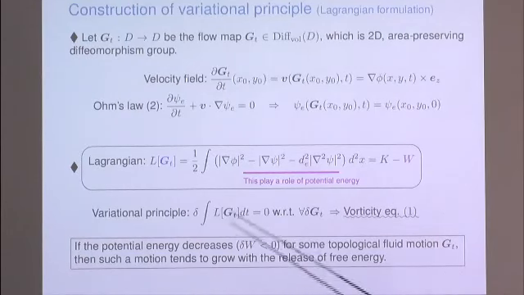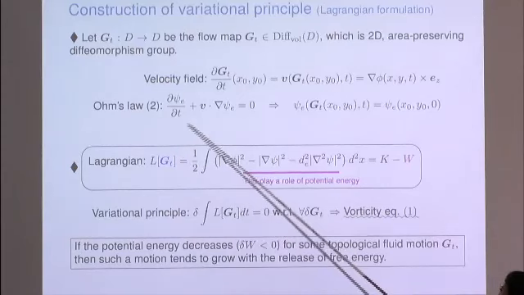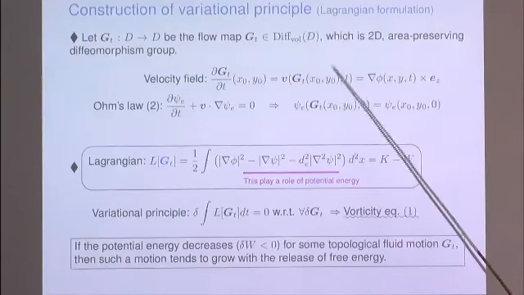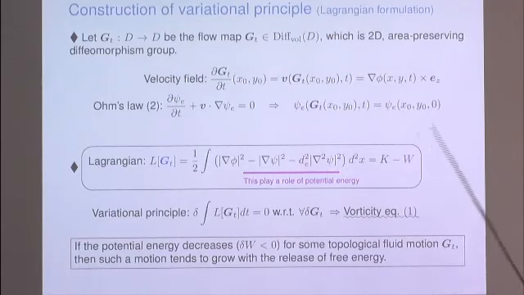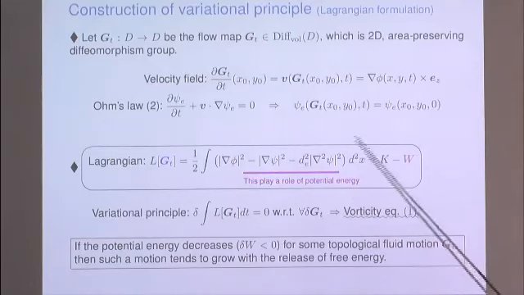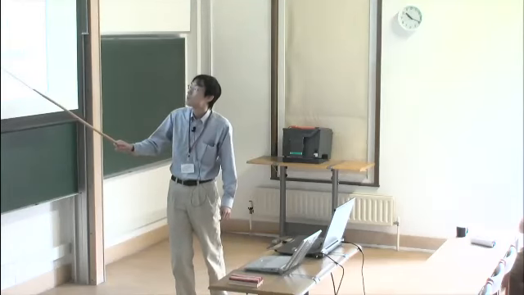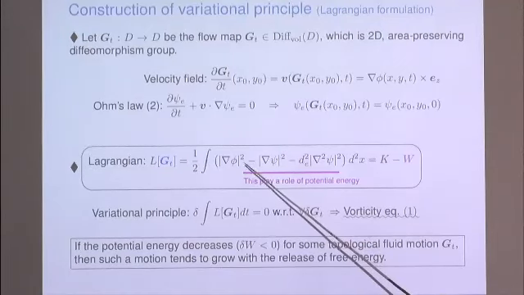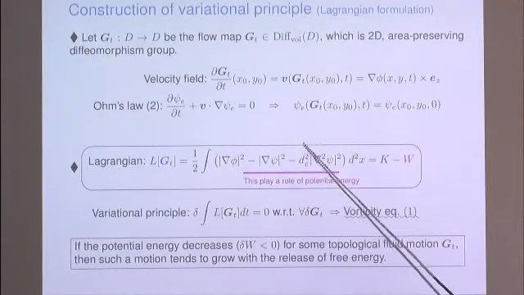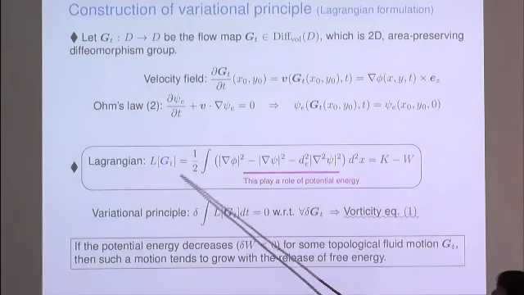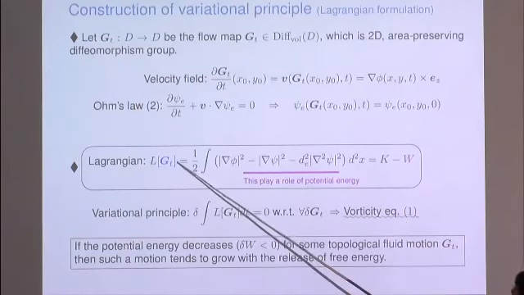And Ohm's law is this one. So we can easily solve this equation provided that the flow map and initial conditions are given. So we can solve it like this. By using this relation, we can prescribe the Lagrangian function like this. We note that phi and psi are both related to this flow map by this relation. So this Lagrangian is a functional of the flow map G_t.